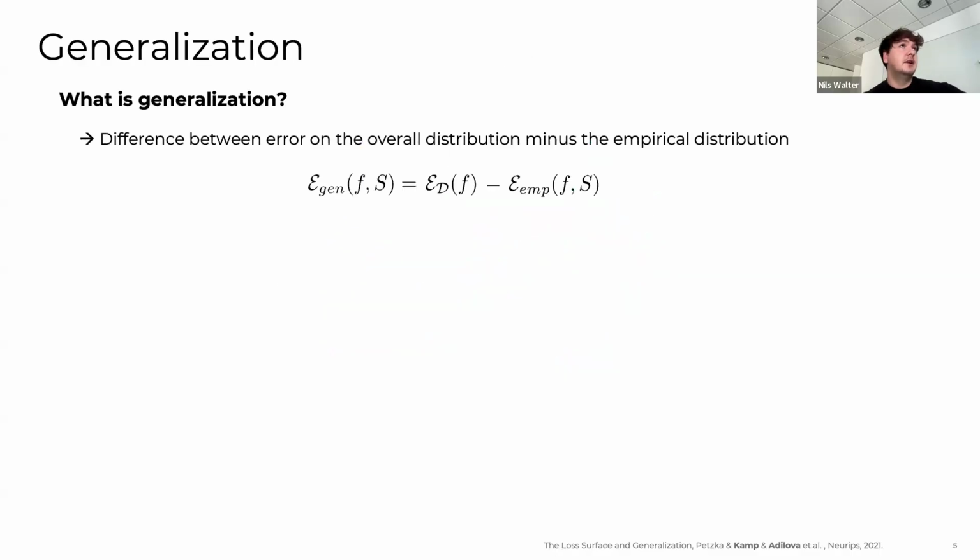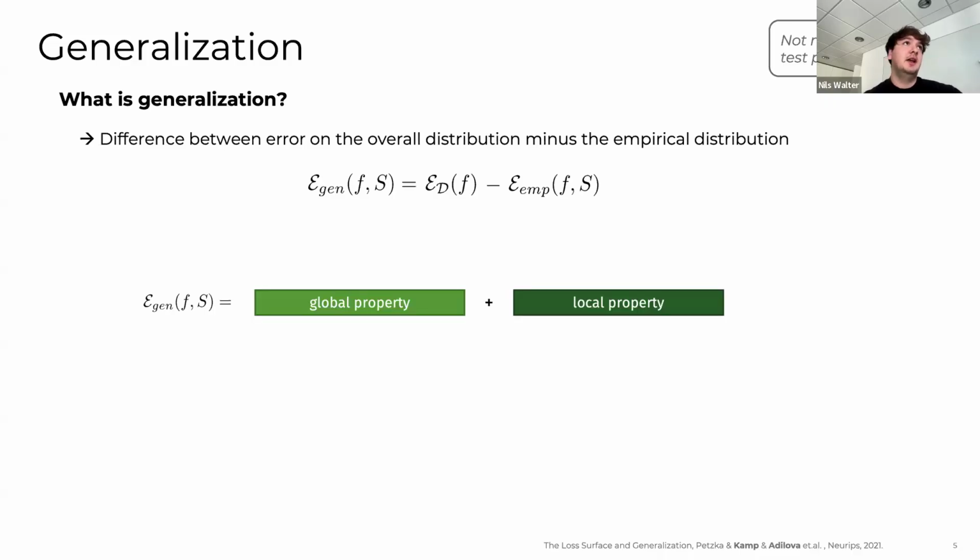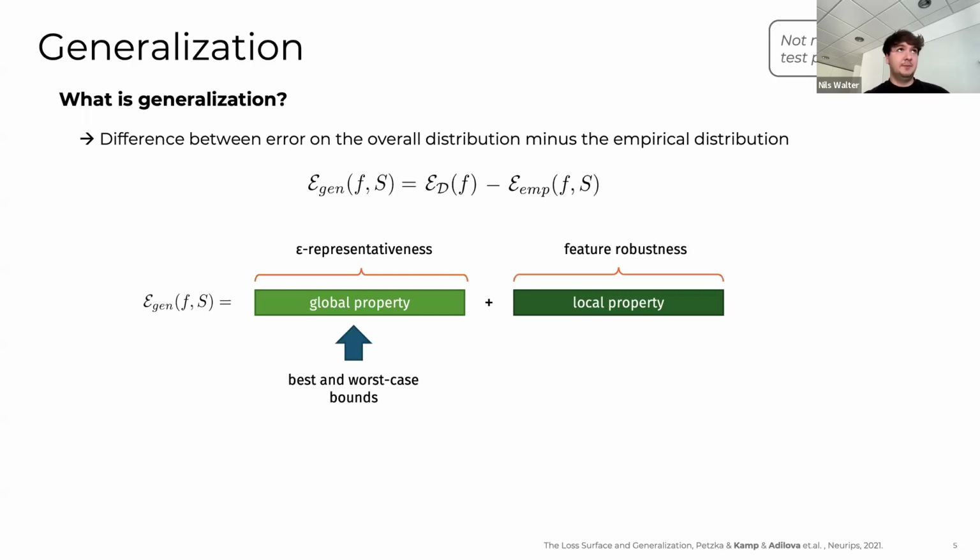Then, what is generalization? Typically, people by now think it's just good test performance, which is mostly wrong. It is the difference between the error on the overall distribution and the empirical error. That is how well it generalizes to unseen data. Now, what Petzka showed is that you can decompose this into a global property and a local property, where the global property is not too interesting for us, but there is this local property called feature robustness, and this is based on flatness, which means that generalization depends on how flat the loss surface is.